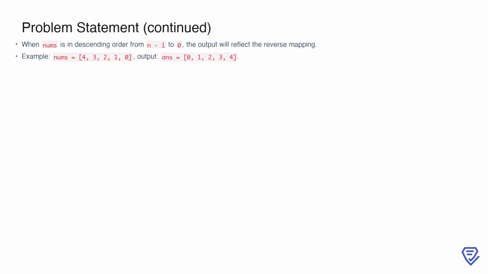On the other hand, if nums is in descending order, meaning it starts from n-1 and goes down to 0, the output will reflect a reverse mapping. For instance, if nums equals [4, 3, 2, 1, 0], the output will be [0, 1, 2, 3, 4]. These examples illustrate the importance of handling different input patterns while adhering to the constraints, such as the distinctness of elements and the size limits for n.